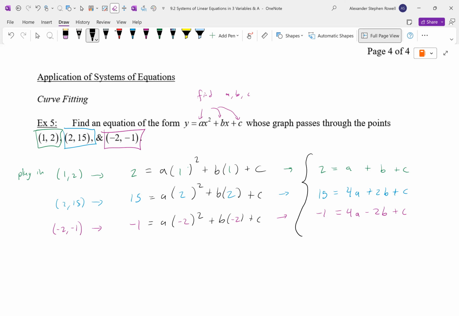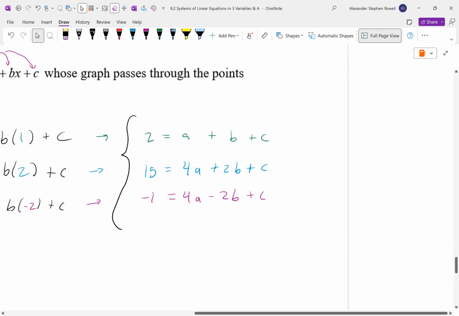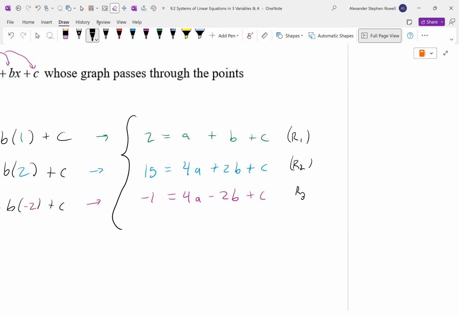So we have a system of equations. We have 3 unknowns, a, b, c. We needed 3 equations to have a chance to solve it. That's why they gave us 3 ordered pairs. Come up with these 3 equations. I'm going to label these row 1, row 2, and row 3.